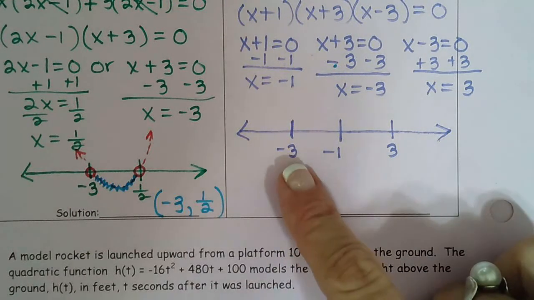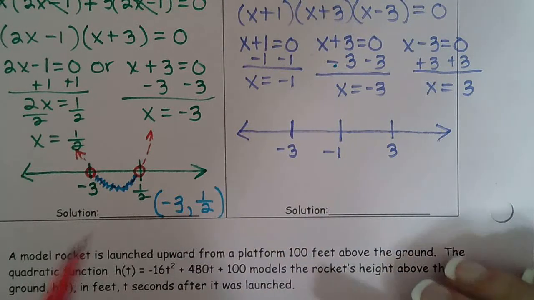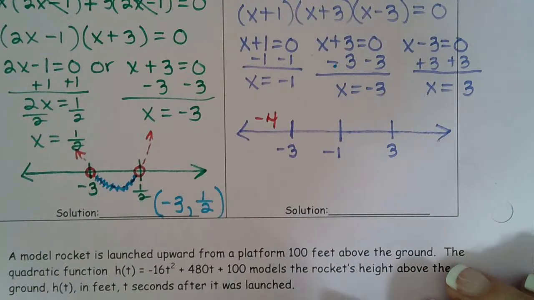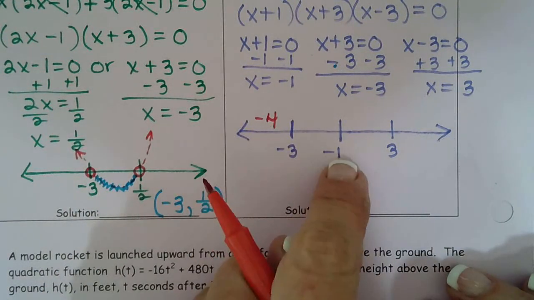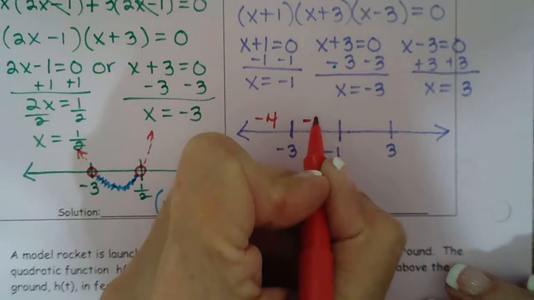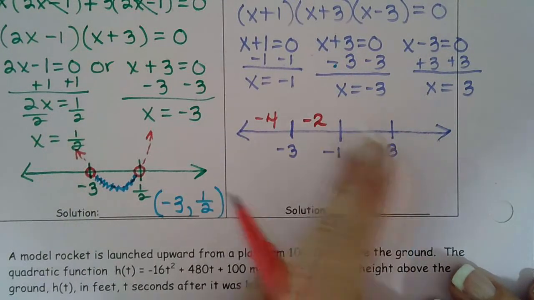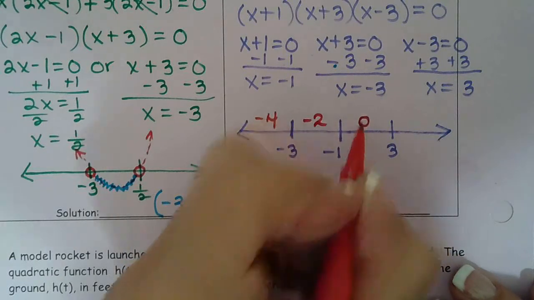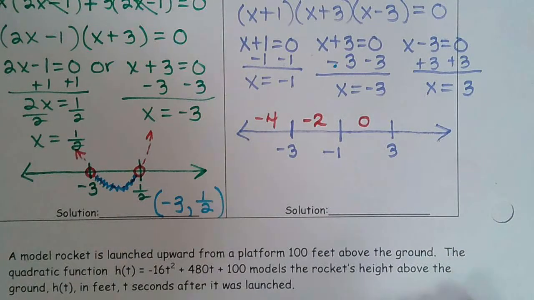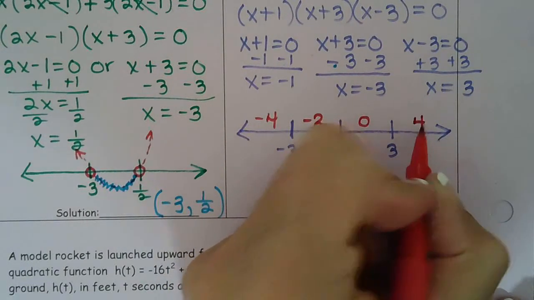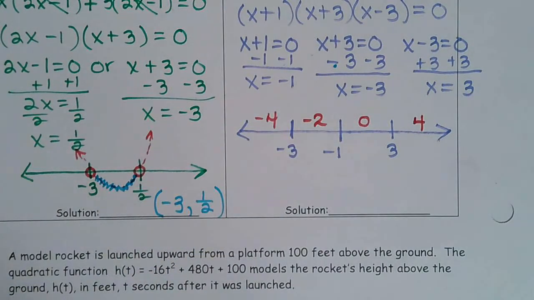So we need some number to the left of negative 3. Well, I try to make it as little as possible, so how about negative 4? Then we need some number in between negative 1 and negative 3. Well, negative 2 sounds like a good one. And here is where 0 lies, so let's be sure and pick 0. And then a number bigger than 3, we could pick 4. So we have to do 4 test points to see if it's positive or negative.